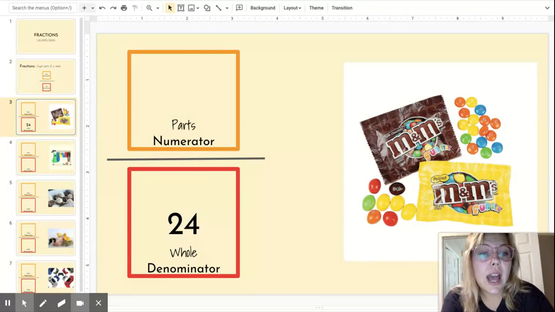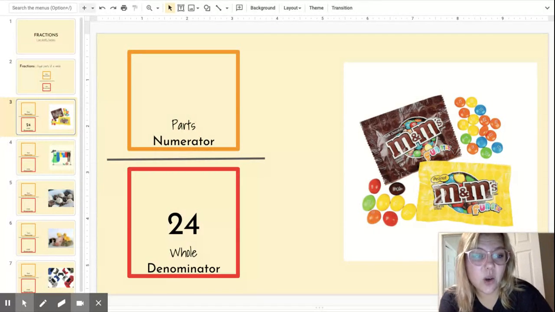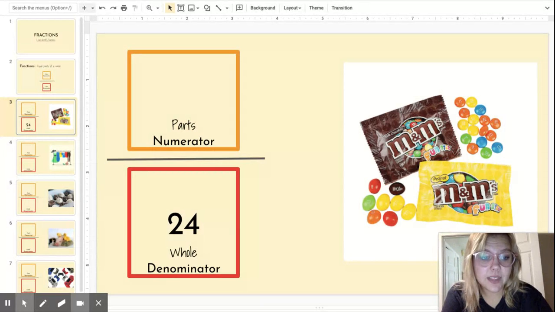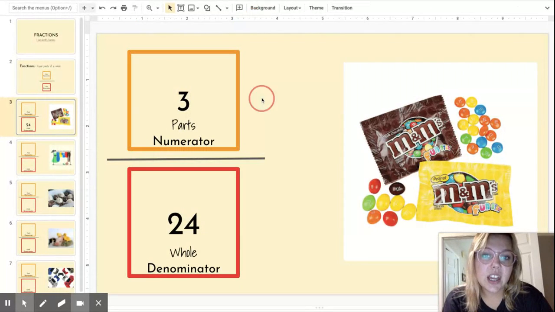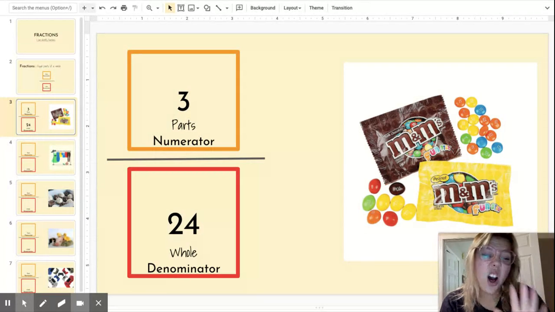Now, the parts, I want to get specific. I want to know how many blue M&Ms are there. So we need to count just the blue M&Ms this time. Get ready to count with me. 1, 2, 3. There are 3 blue M&Ms, so 3 is our numerator. If we were describing the amount of blue M&Ms to all the M&Ms total, we would say there are 3/24 blue M&Ms. Thanks for helping me on that one.